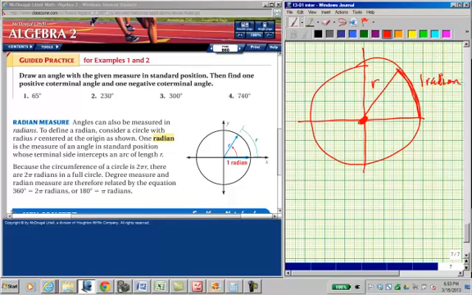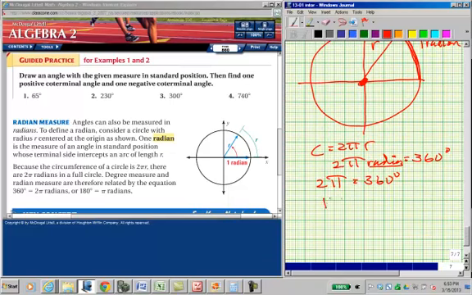Now, because of the special relationship that pi has, the circumference equals 2 times pi times the radius, 2 pi r, right? Therefore, 2 pi radians equals 360 degrees, the entire way around the circle. Usually we don't use the word radians. We just say 2 pi, and radians is understood, equals 360 degrees.